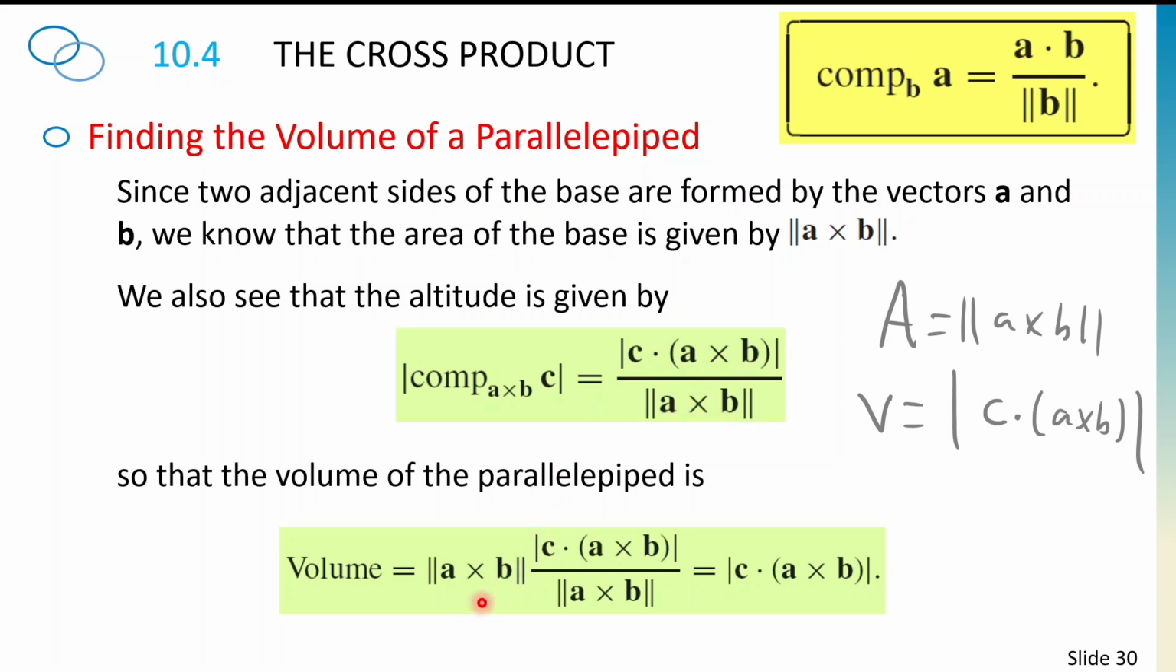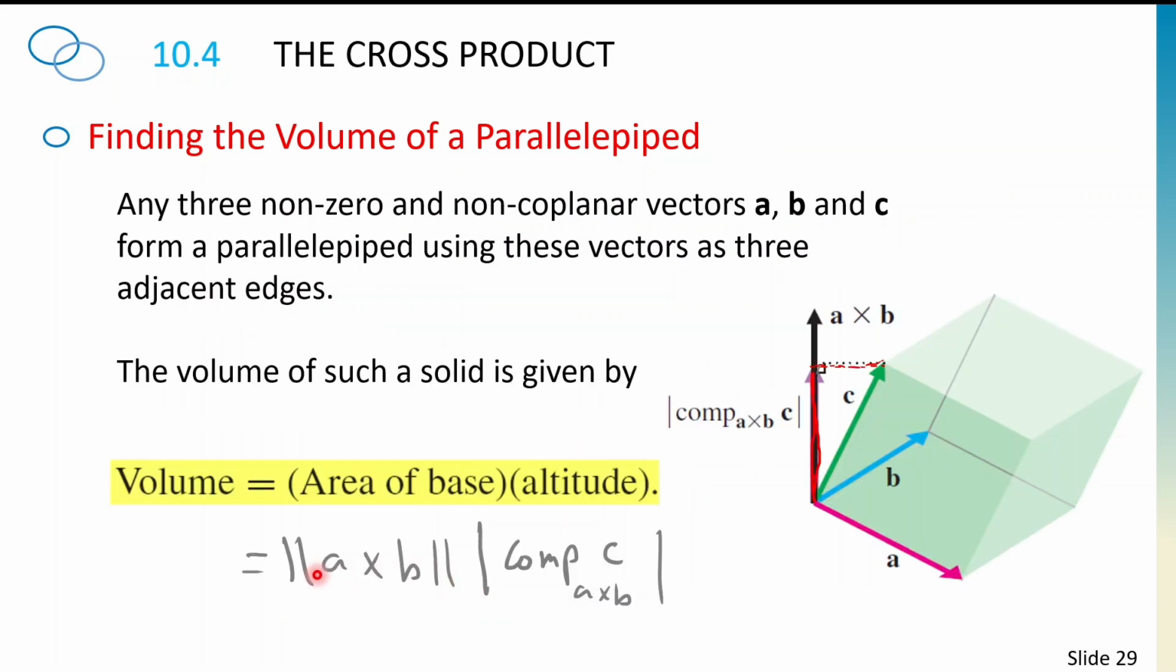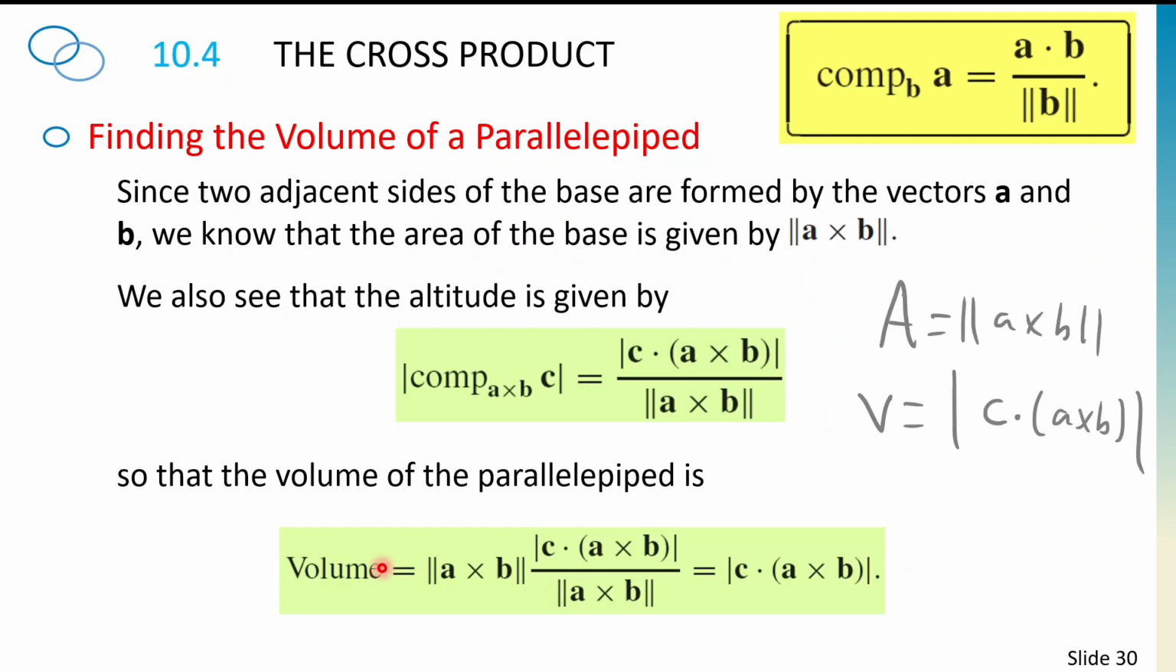Let's go back to the previous slide. Now remember, what do we have? The area of the base times the component, which is now the component of C along A cross B. That's already there. We apply it here. Cancel out A cross B with A cross B. What do you have in the end? This rule, which is the triple scalar product: C dot A cross B.